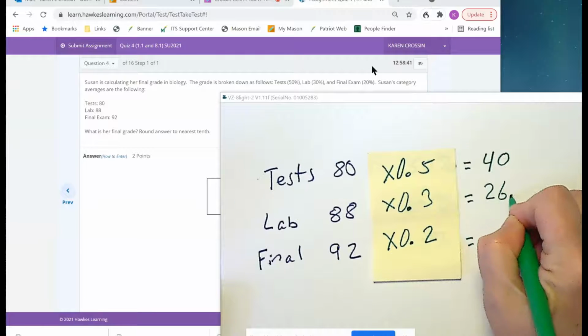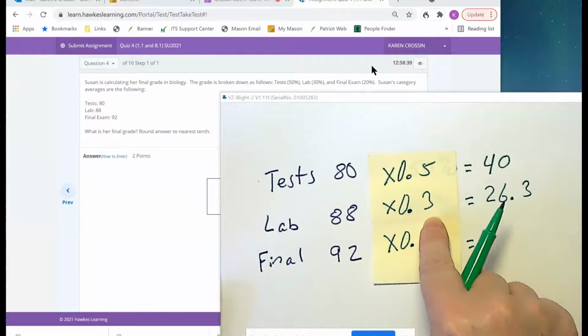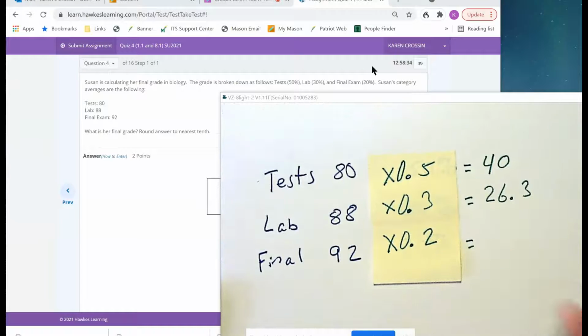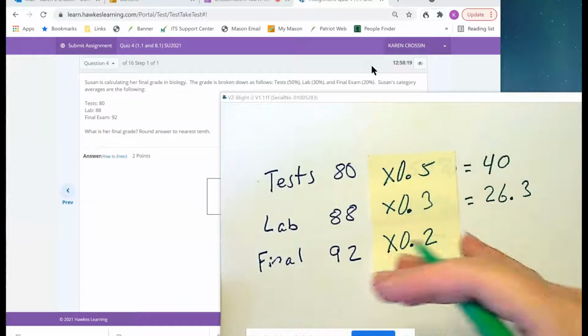26.4, which feels kind of right, because 0.3 is close to a third, and 88 is close to 90, and that's close to 30, so, okay. Did that make sense? Okay, so 92 times 0.2, did anybody do that yet? I got 18.4. Okay, which makes sense because 90 times 2 is 180, but it's times 0.2, so, okay.